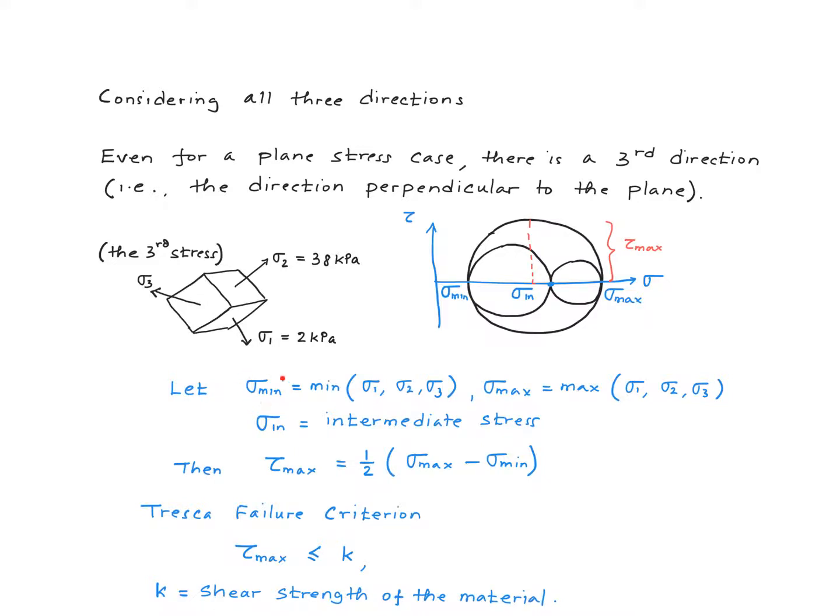Let's say sigma min here is the minimum of the three principal stresses, and sigma max is the maximum of the three principal stresses, right? And then of course, the third one would be the intermediate principal stress. You can show that the maximum shear stress at this point then is (sigma max minus sigma min) divided by 2. Then applying the failure criterion, the Tresca failure criterion, tau max should be less than or equal to K for the material to be safe. Here K is the shear strength of the material.